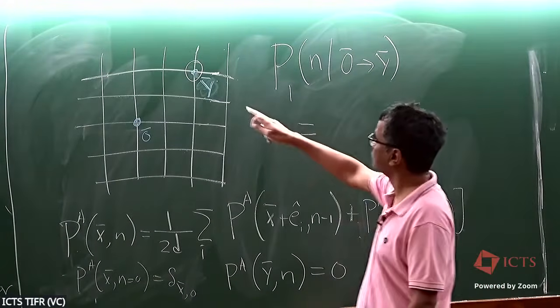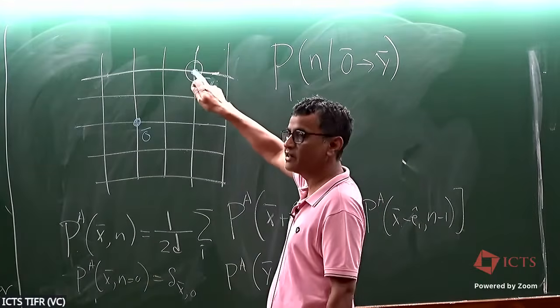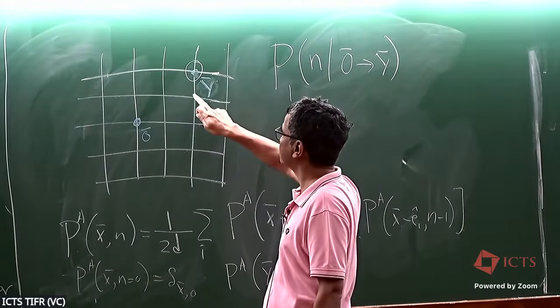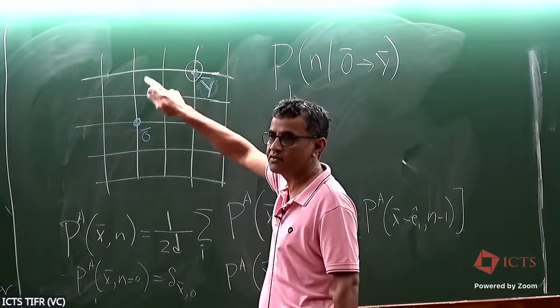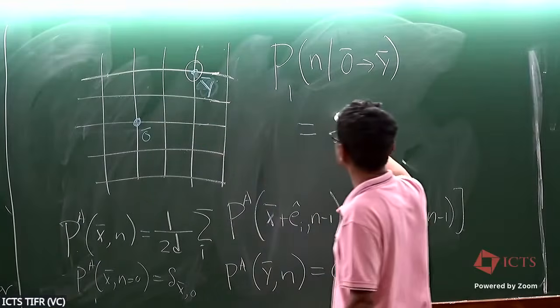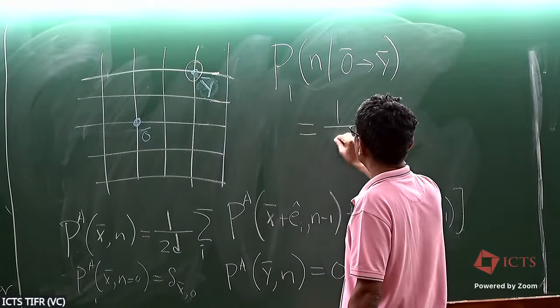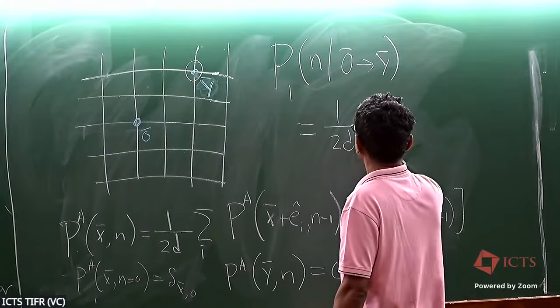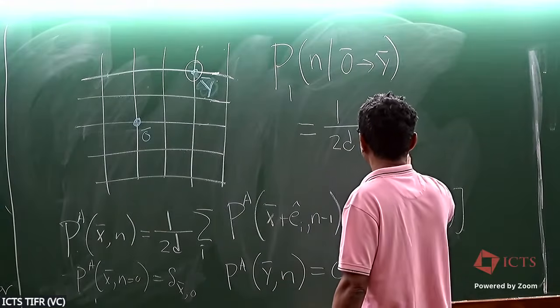Right, exactly. So at the nth step, if it has to be here, at the previous step it has to be in either of the neighbors, right? So basically, we have to sum over all the neighbors of site y.